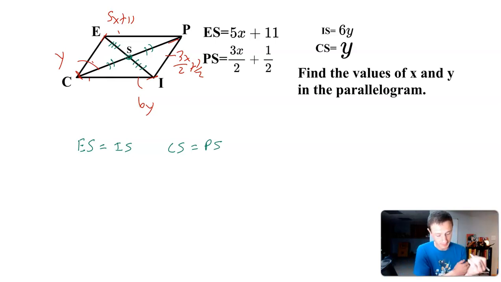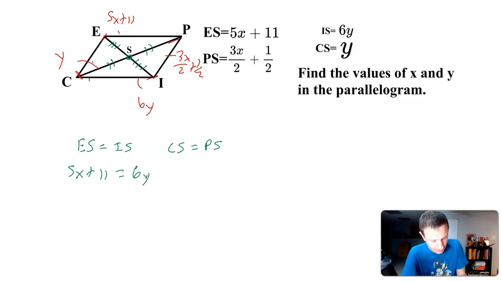So we have that. Now let's generate some equations and see where we can go from here. I'm going to say 5x plus 11, because that's ES, is equal to IS, which is 6y. And then CS, which is y, is equal to PS, which is 3x over 2 plus 1/2. So now I've generated pretty much a system of equations.